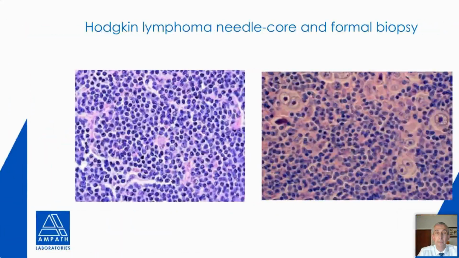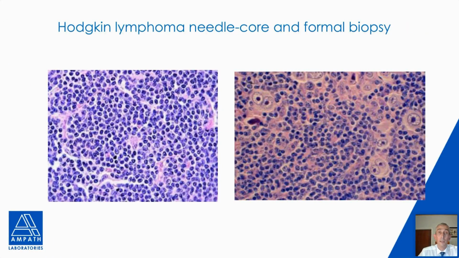Here is an example of a Hodgkin lymphoma. On the left was a needle core sampling, which missed the Hodgkin lymphoma, which only partially involved the lymph node. But on the formal lymph node biopsy, one can clearly see the Reed-Sternberg cells on the right. They are mono and binucleate, typically owl eye appearance.